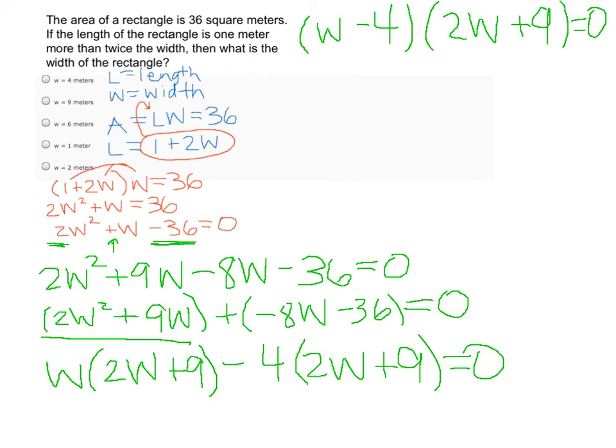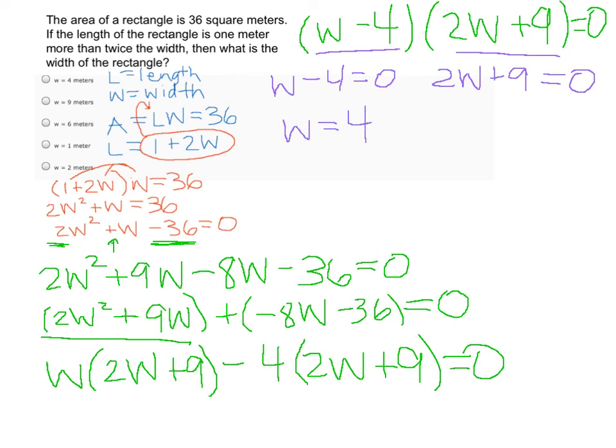And now we want to finish solving for w by setting each of these groupings equal to 0. So we have w minus 4 equals 0, and 2w plus 9 equals 0. And if we solve for w by getting w by itself, in this first one w equals 4, and in the second one we get w equals negative 9 halves.